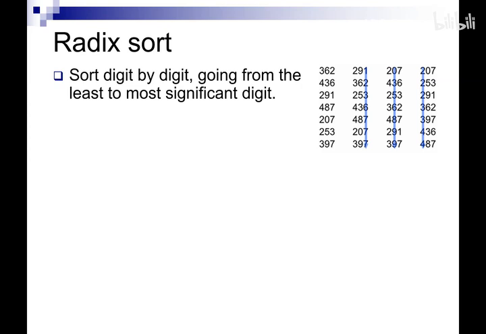For example, over here you've got a bunch of numbers that we're trying to sort, let's say in increasing order. First, we sort on the least significant digit, the ones digit, in increasing order. Next, you sort the tens digit in increasing order, and then you sort the hundreds digit in increasing order. So that's radix sort.